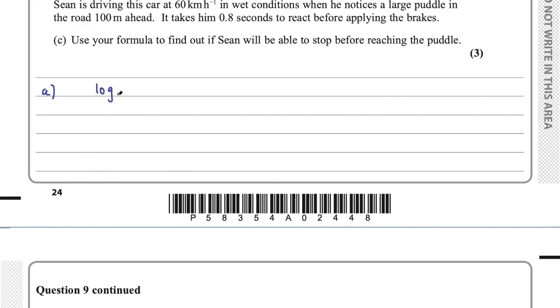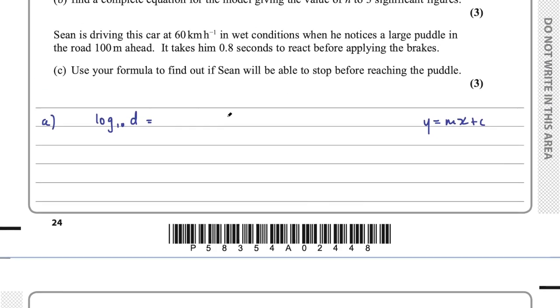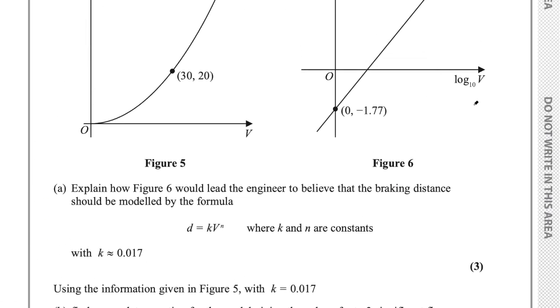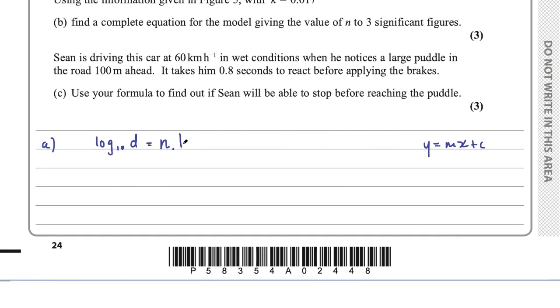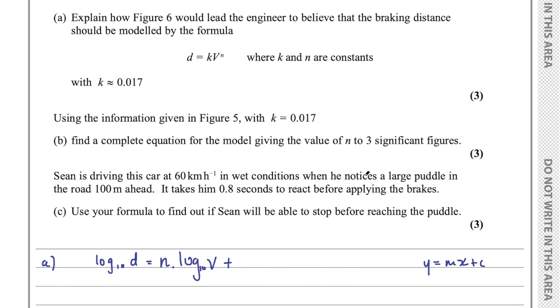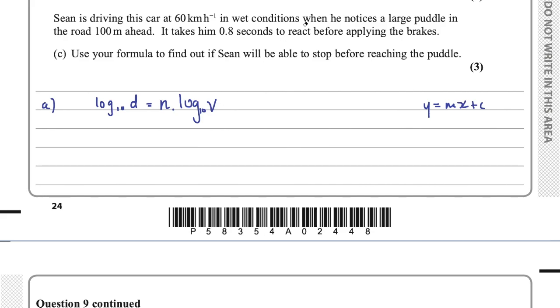So log d, which was the y in y equals mx plus c, this equates to the y. This is equal to the gradient multiplied by x. And in this case, because they're using n here, I'm going to use n in this equation. n times x, in this case my x-axis is log v. So n times log v plus the y-intercept. And they've given us the y-intercept here as well. It's negative 1.77. So that's actually a negative there. And now I have my equation, and I want to go ahead and simplify this as best I can.